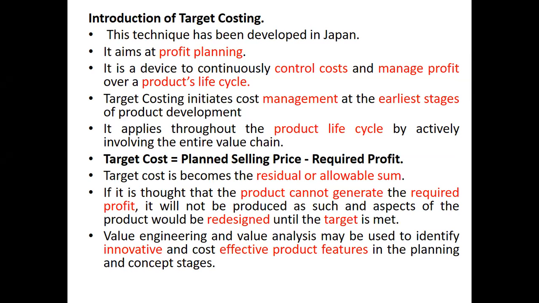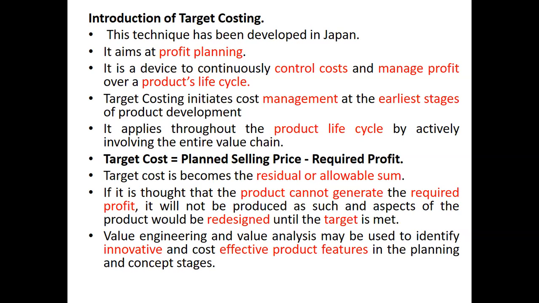Residual amount, because why? Your selling price is fixed, your profit level is fixed, then selling price minus profit is equal to your target cost. So this is the residual. First we decide the selling price. So how to decide the selling price? You need to understand the market and competitors' prices, and my price should be equal to my competitors' price. So you have decided the selling price, you have decided the margin to be generated from this product. So selling price minus margin is equal to your target cost, and that anyhow you have to achieve. That's why it is called a residual amount.